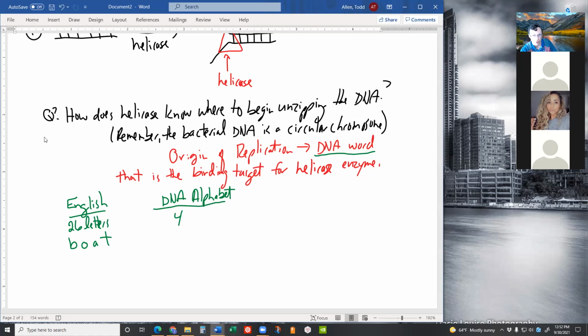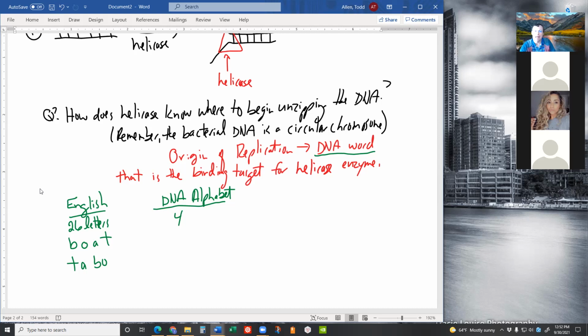B-O-A-T is a word, which is a symbolic representation of a physical object, a boat. If I use these same letters in a different order, T-A-B-O, that is not a boat, right? It's not a boat because the precise sequence of the letters matters. If I have B-O-A-T, it's boat. If I have T-A-B-O, it's gibberish.